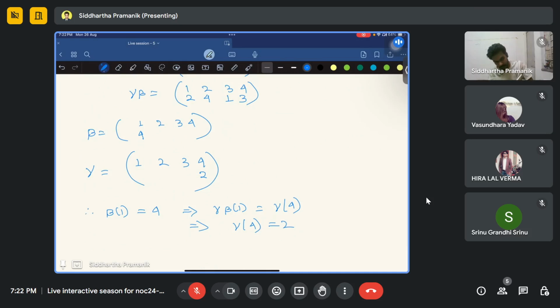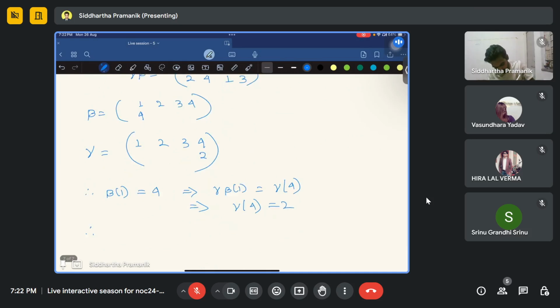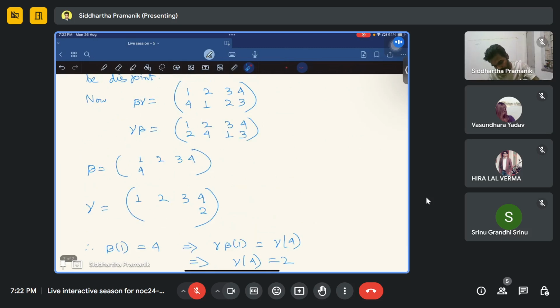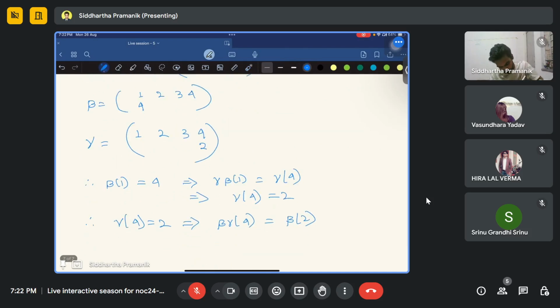So again let's play the same game. Gamma of 4 equals 2. So let's apply beta. So beta gamma of 4 equals beta of 2. So what is beta gamma of 4? Under beta gamma, 4 goes to 3. So beta of 2 is equal to 3. So let's put it here: under beta, 2 goes to 3.